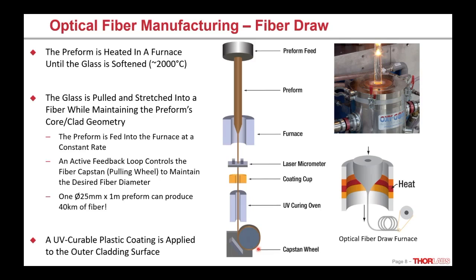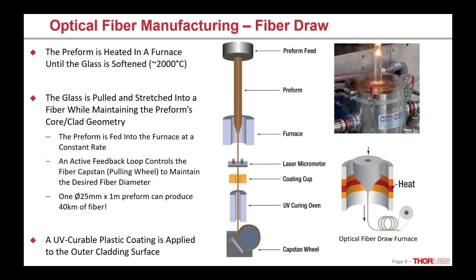And amazingly, it's conservation of volume, but one typical preform, let's say 25 millimeters in diameter by 1 meter long, that can be stretched out into 40 kilometers of fiber at the typical fiber diameter of 125 microns. So the preform gets very long. And while we're doing this draw process, we also typically add a UV curable plastic coating before the fiber gets to the capstan wheel that touches it. So that we apply that to the outer surface and we're left with an optical fiber.